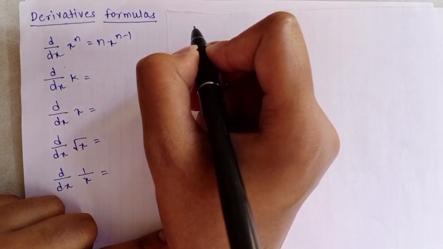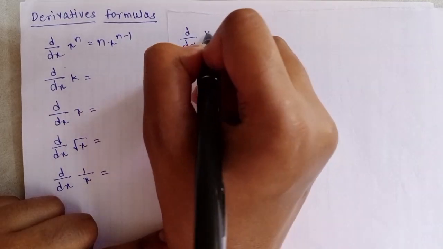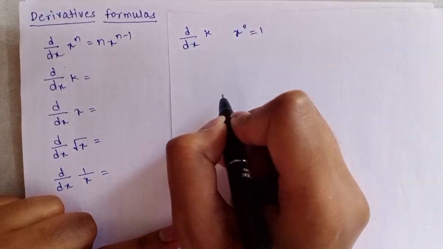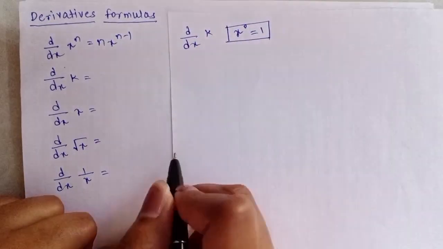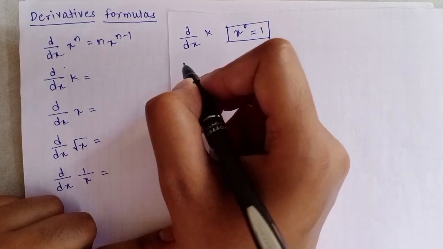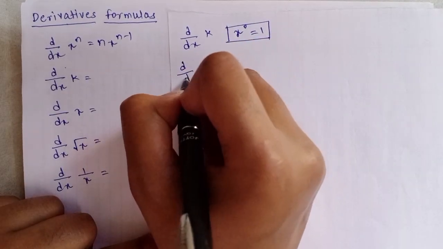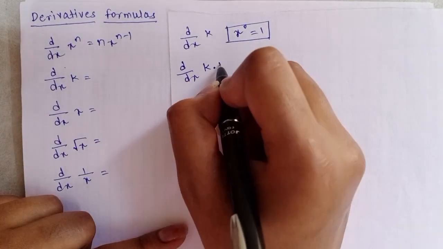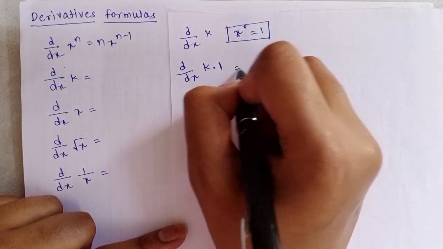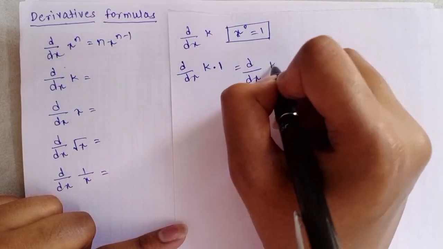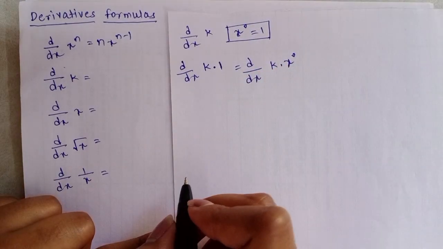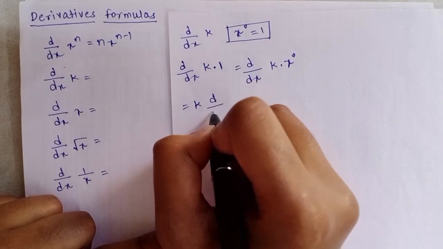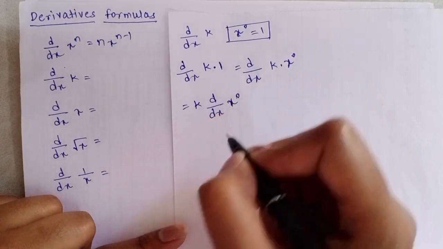Let's understand how we get derivative of constant. In algebra, always remember x raised to 0 is 1. And if we multiply any number by 1, we get the same answer. So we will have derivative of k into 1. Now we can replace 1 by x raised to 0. So derivative of k into 1 is k into x raised to 0. Now k is constant, so we can take it outside, that is k into derivative of x raised to 0.